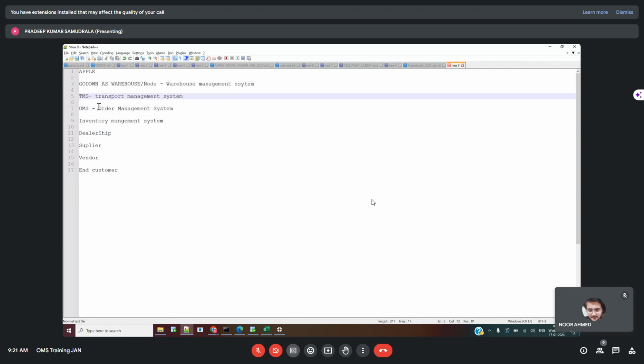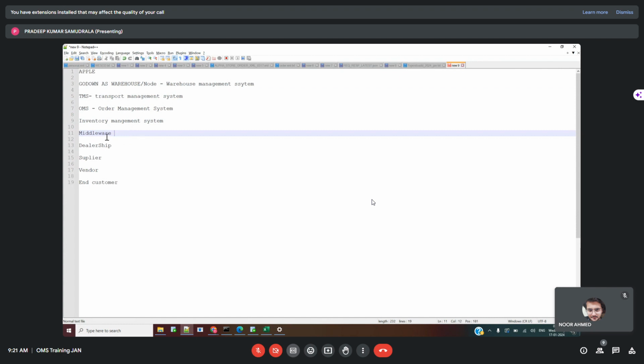So likewise, we have n number of systems, and even to talk between two different systems. Like for example, when you place an order in order management system, this system has to talk to transport management system, or this system has to talk to warehouse management system. So to have a communication or a bridge between these systems, we have some other applications called middleware.